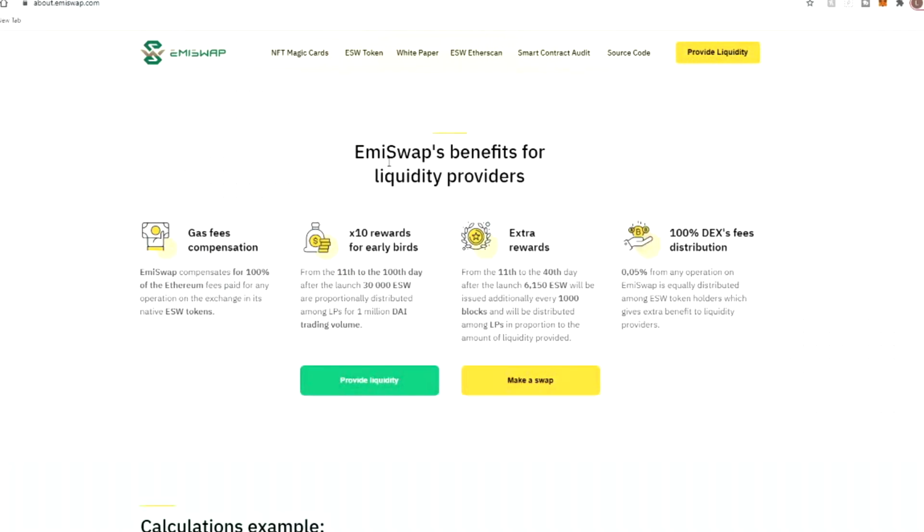EmiSwap's benefit for liquidity providers is gas fees compensation. As you know, you get 100% back of the Ethereum fees paid in any operation on the exchange. You also get 10x rewards for early birds: from the 11th to the 100th day after launch, 30,000 ESW are proportionally distributed among liquidity pools for 1 million daily trading volume, with extra rewards and 100% DEX fees distributions. So this is basically you getting free tokens.